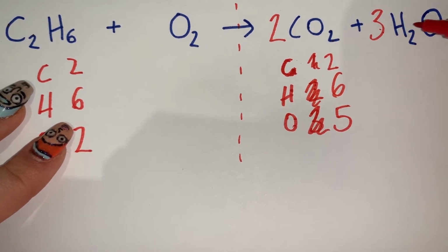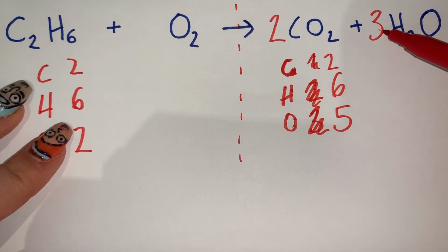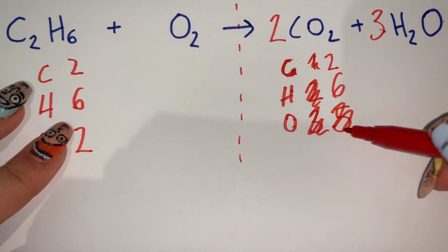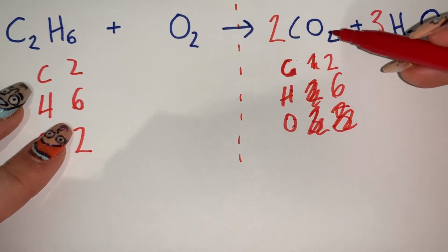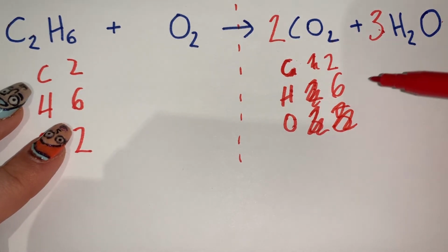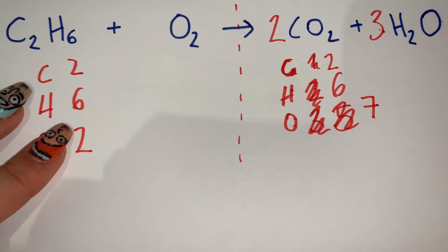Okay, but we now need to take into account that we've got 3 more oxygens. So we've got 3 lots of oxygen, that's 3, plus the 4 we have from the carbon dioxide, that gives us 7.